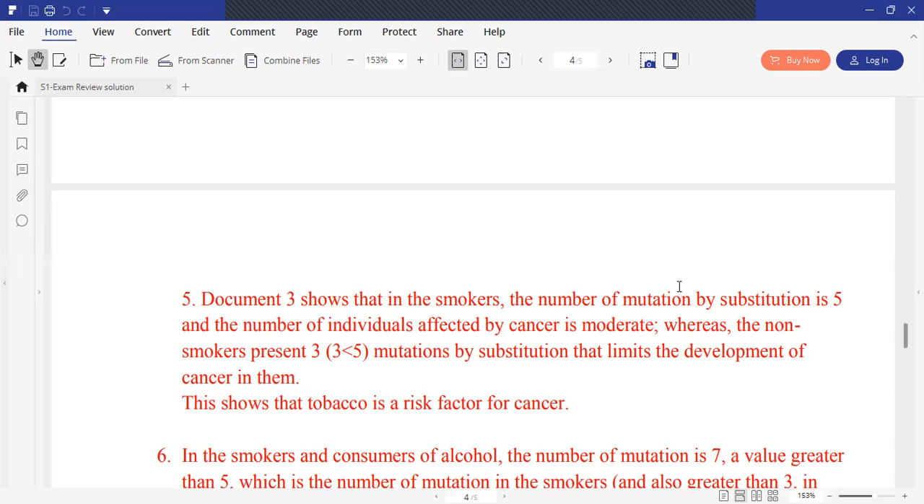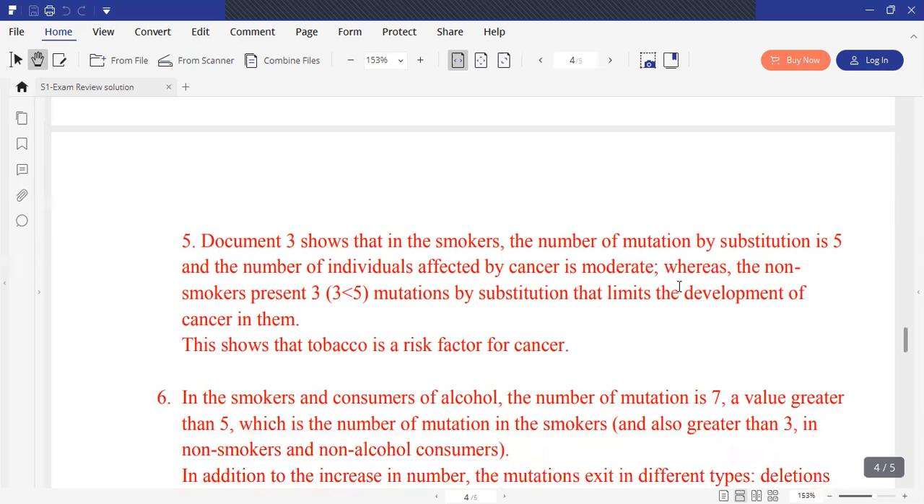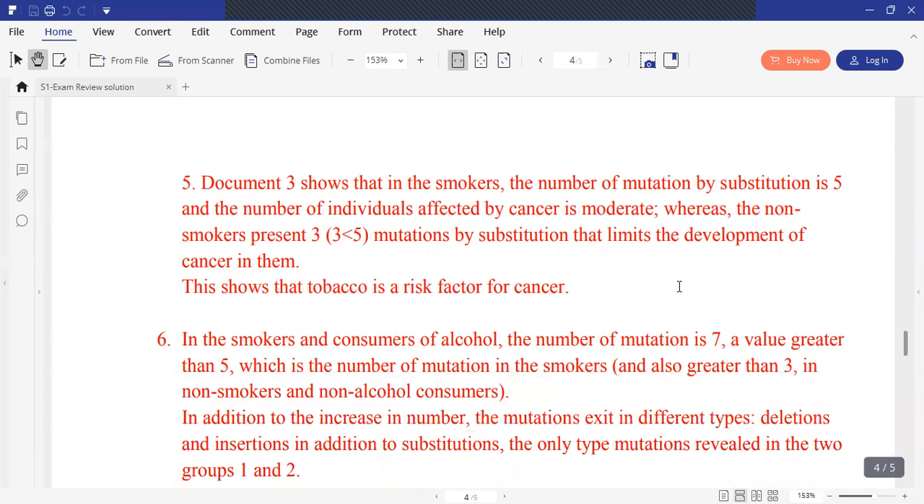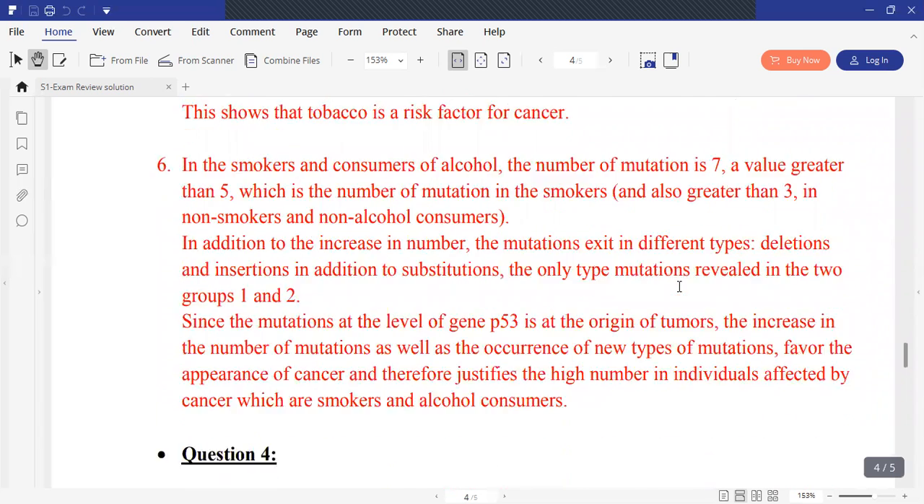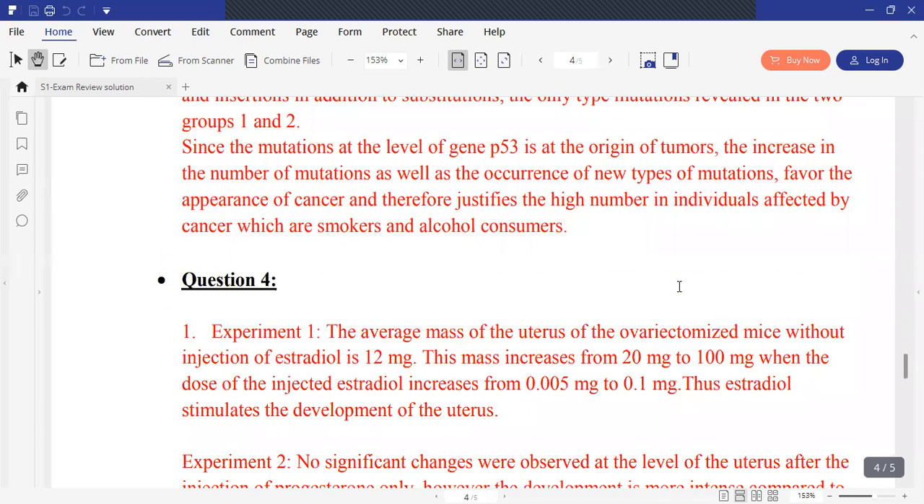Part 6: justify the high number of individuals affected by cancer in the case of simultaneous consumption of alcohol and tobacco. In both tobacco and alcohol consumers, the number of mutations is 7, a value greater than 5 and greater than 3. So this means that alcohol consumption and tobacco consumption will both increase mutations such as substitution, deletion, and insertion, and so will lead to a higher risk for cancer.